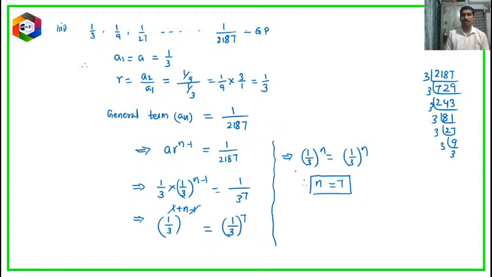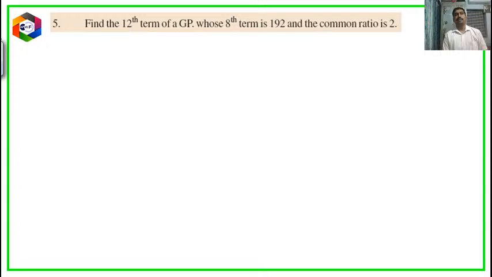Okay, yes, children. So n is equal to 7. So the seventh term will be 1 by 2187. Yes, very good. Now we will move to the next question, children. Fifth question: Find the 12th term of a GP whose 8th term is 192 and the common ratio is 2.